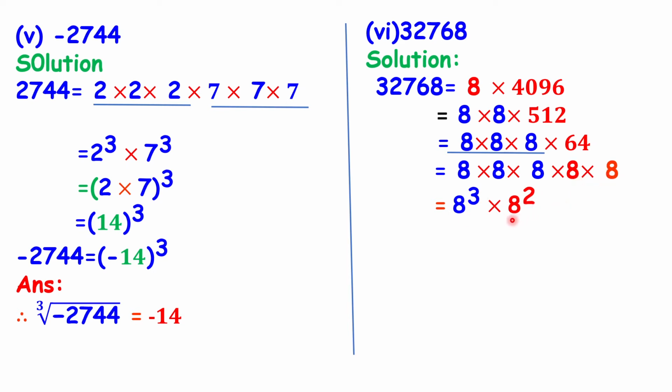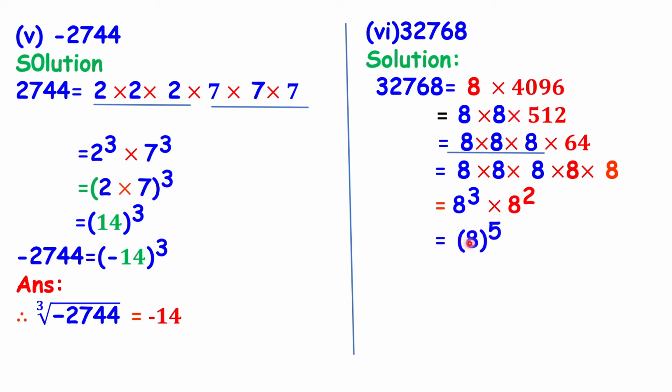Here the bases are the same. If the bases are the same, then by the rule of indices, the answer is 8 raised to 3 plus 2, which is 5. Here the base is the same and the indices are different. If the bases are the same and the indices are different, and there is a multiplication, then there will be an addition of indices.